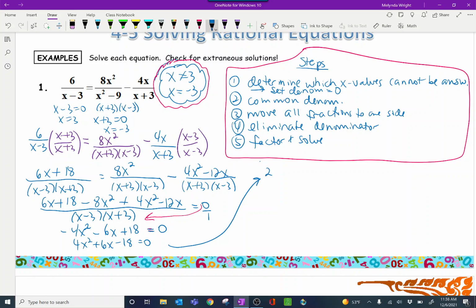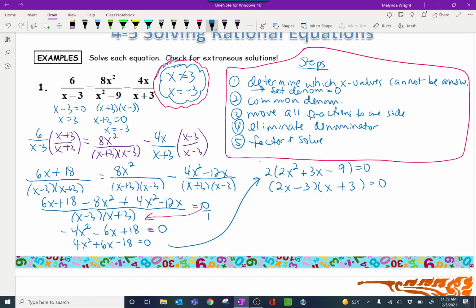So I'm going to factor out a 2, and that leaves me 2x squared plus 3x minus 9. Divide the 2 off, and I'm just left with this factoring. I've got a 2x and an x, and probably 3 and 3. We're just doing our guess and check method. Let's try that. So 2x times x is 2x squared.